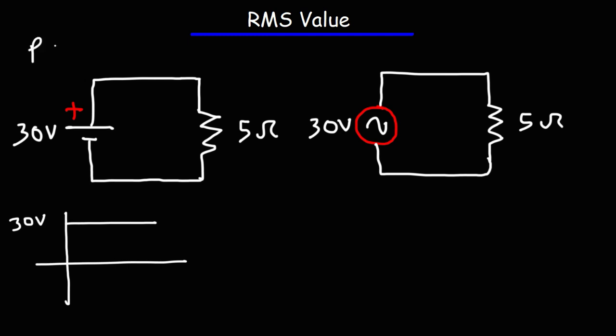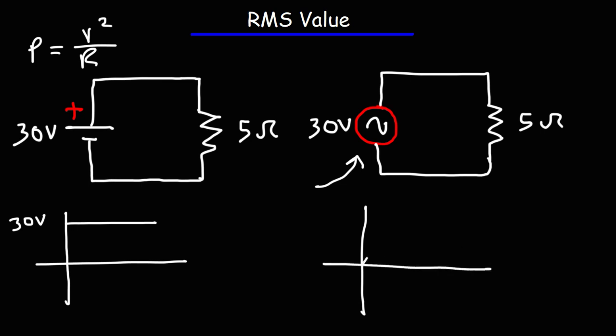Now the power dissipation across that resistor is going to be V squared over R. That power dissipation is going to be the same if we apply an AC signal with a root mean square value of 30 volts. Now you need to understand the difference between the peak voltage and the RMS voltage. So the signal will look something like this. We would have a sine wave with a peak voltage that is higher than 30 volts.